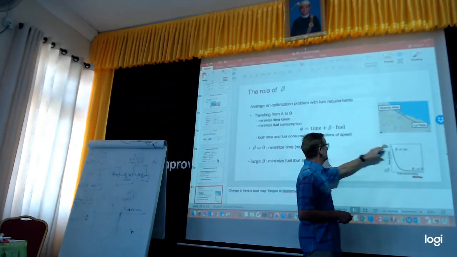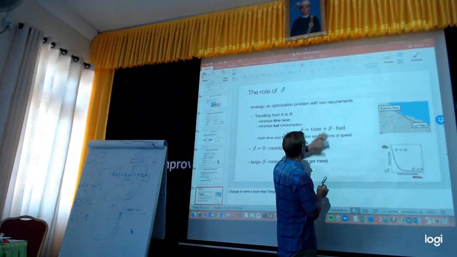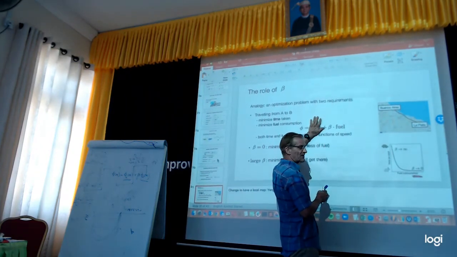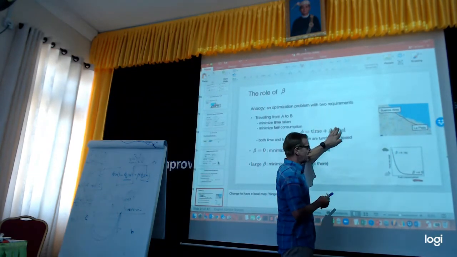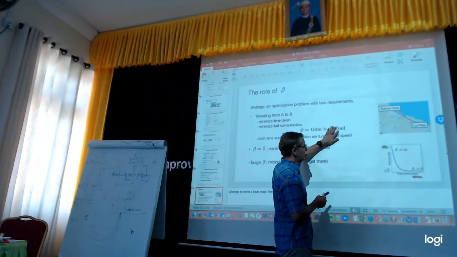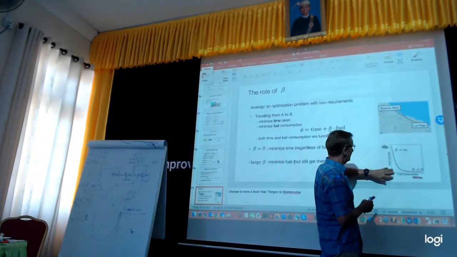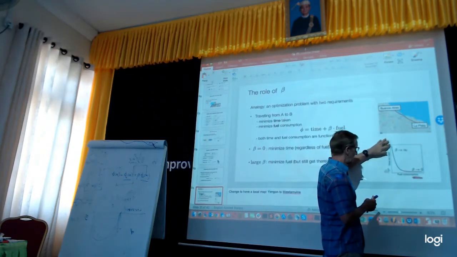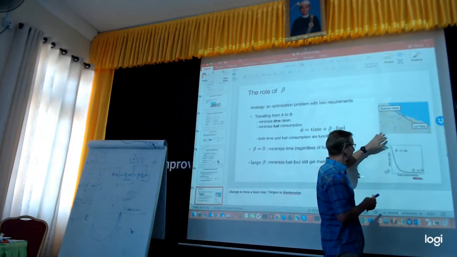So if this parameter beta is really large, then you don't care about the time. You're just caring about the fuel consumption, and that might mean that you're traveling very slowly and taking a long time.